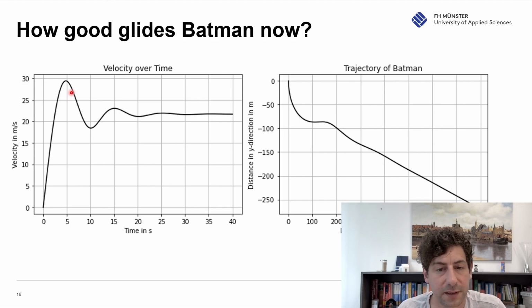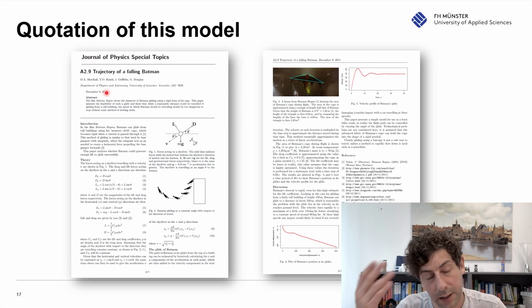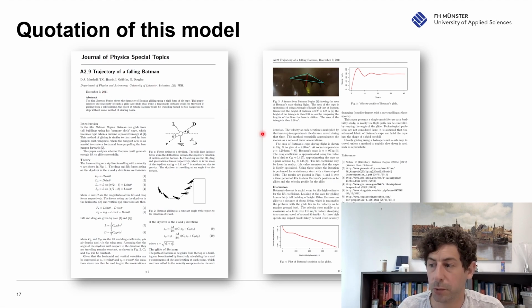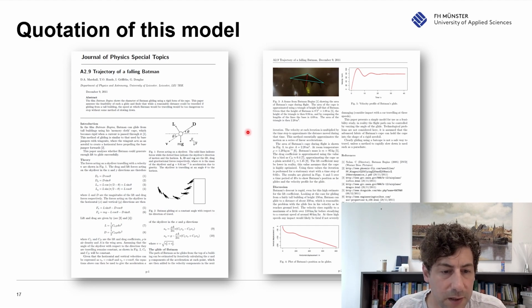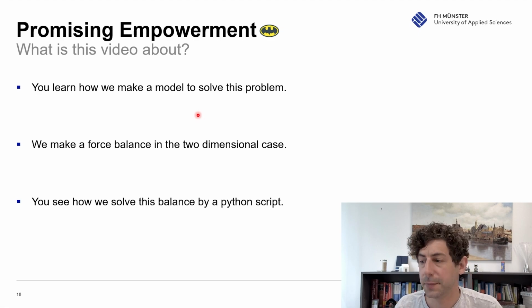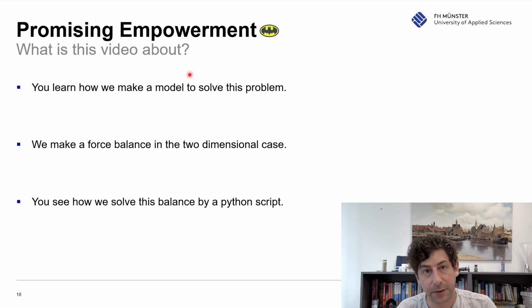To decrease his velocity. Okay, so the model I presented to you is based on a paper from a group of students, and they published this already 14 years ago, but it's a very nice work which I use in my lectures, and therefore I would like to quote them, of course, because it's based on their work. And to sum up, we set up a model regarding the question, can Batman glide? The model makes some simplifications where Batman is a sphere, and then we are very comfortable in particle technology, so we can make a force balance in the two-dimensional case and answer this question.